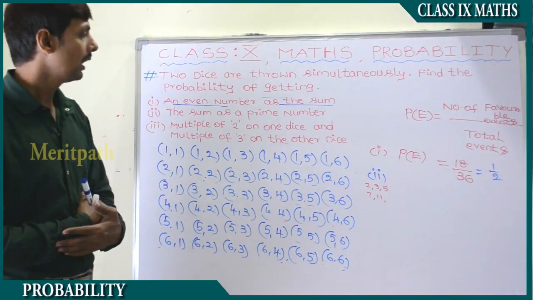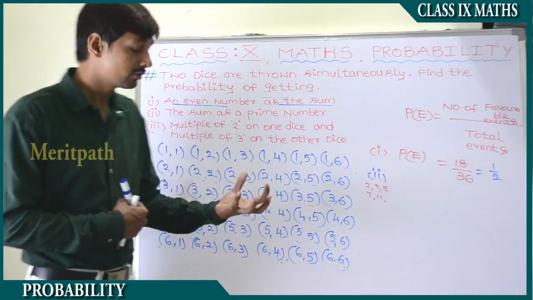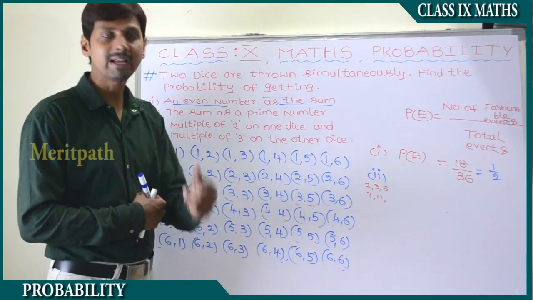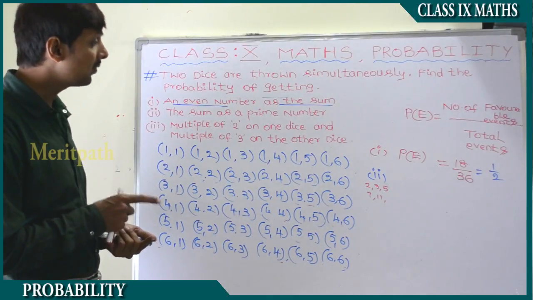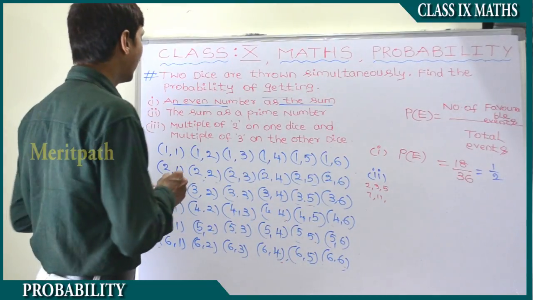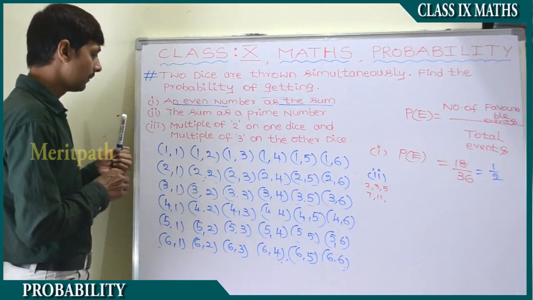So these are the prime numbers less than 12. So we got up to 11. So we need to get the sum as 2, 3, 5, 7, and 11. So let's find out which is 2. The sum is 2.